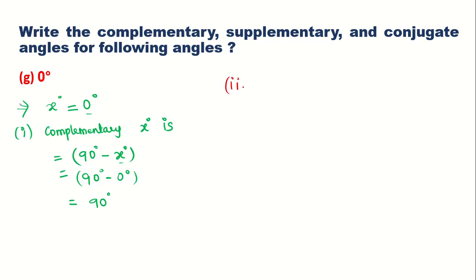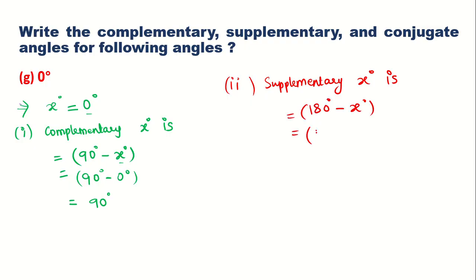Next, supplementary angle. What is the equation to find out supplementary angle of given x degrees? It is 180 degrees minus x degrees. Now, 180 degrees minus what is given x? It is 0 degrees. How much is 180 minus 0? It is 180 degrees.